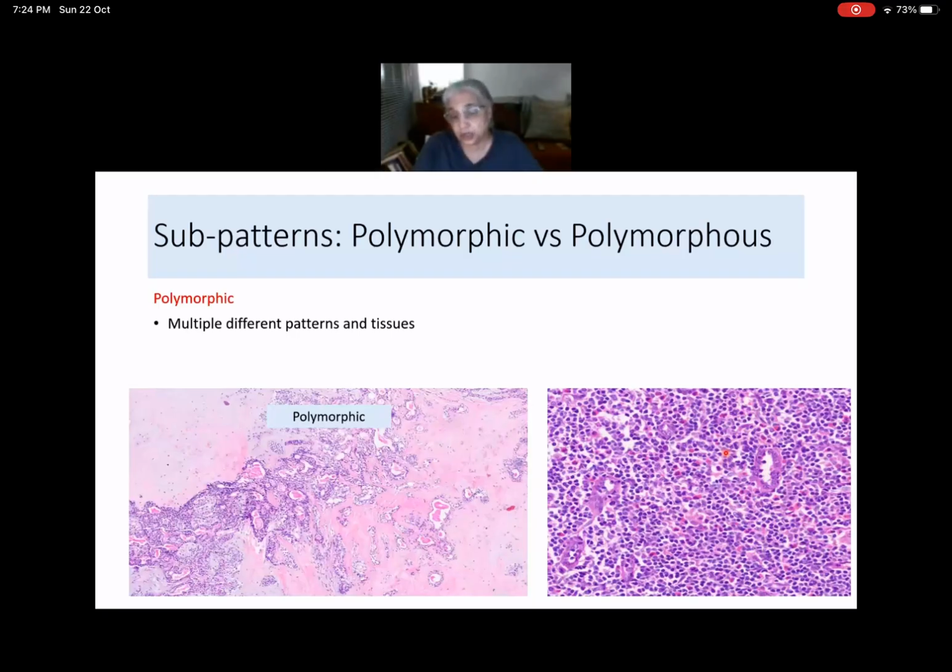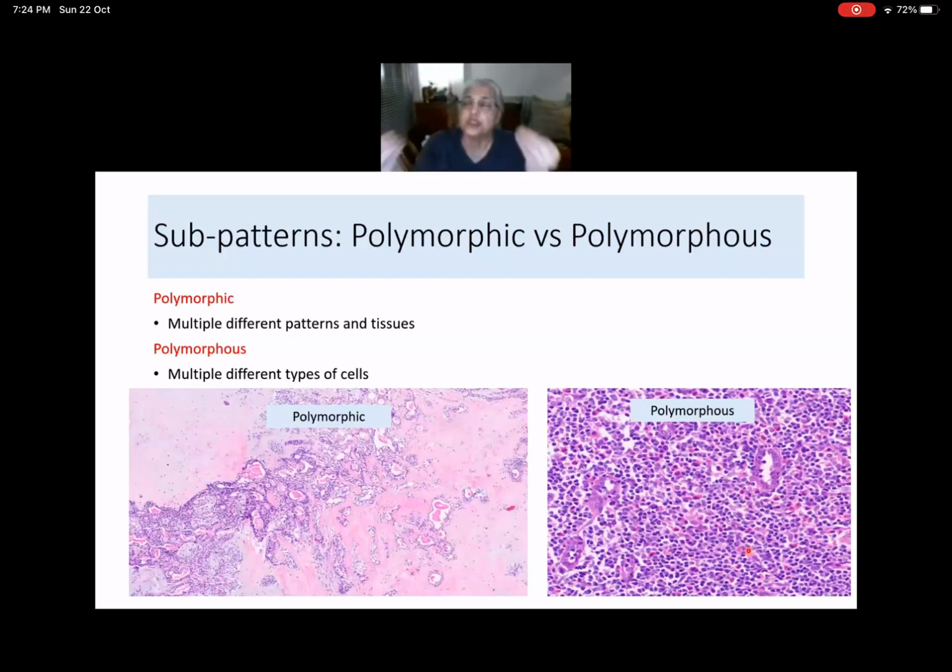Okay, and you do get that in some other tumors, but I'm just showing you what polymorphic actually means. There is another word that we use, and that is polymorphous. I'm showing you this, which happens to be a Hodgkin's lymphoma. And you can see that there are eosinophils, there are lymphocytes, there are plasma cells. So there are many different types of cells. They may be in this case in a sheet. So there is one pattern, a sheet, but there are many different kinds of cells forming that sheet. So that is what we call polymorphous.